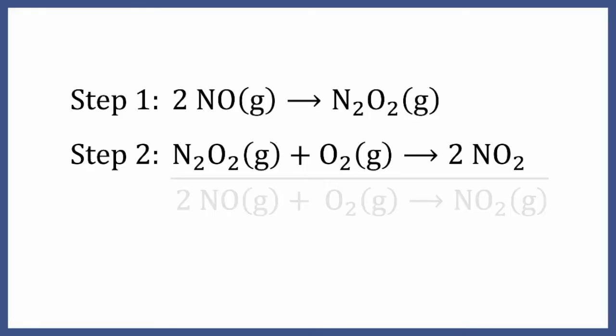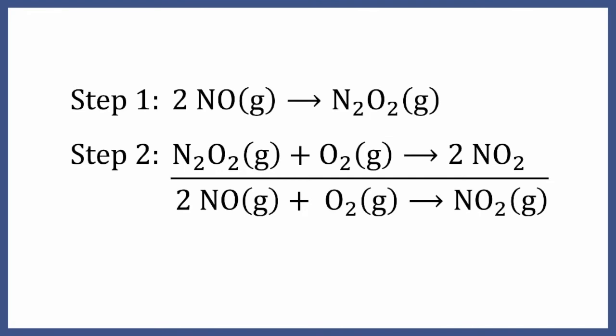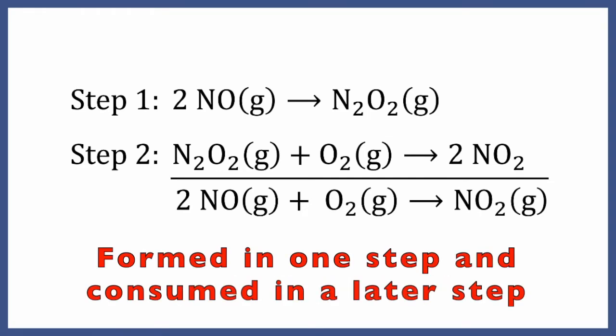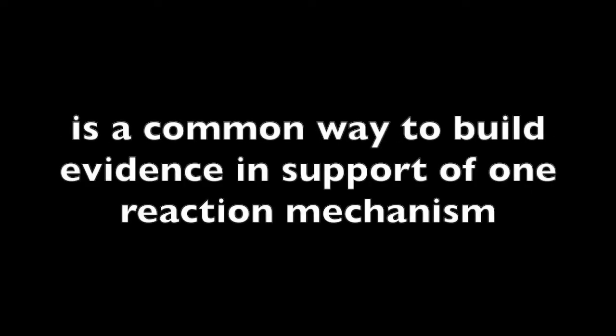We talked about intermediates in an earlier video. An intermediate is a species that's formed in one step of the reaction mechanism, but consumed in a later step. Experimental detection of a reaction intermediate is a common way to build evidence in support of one reaction mechanism over an alternative mechanism. But remember, sometimes intermediates can be hard to detect because they don't last very long.